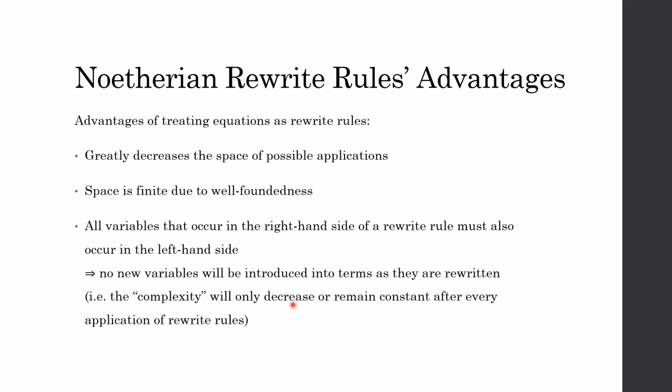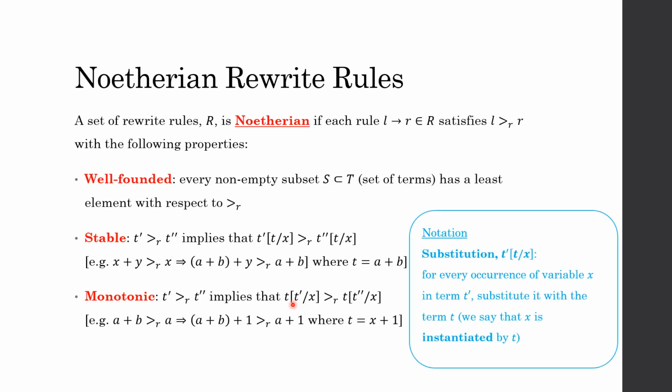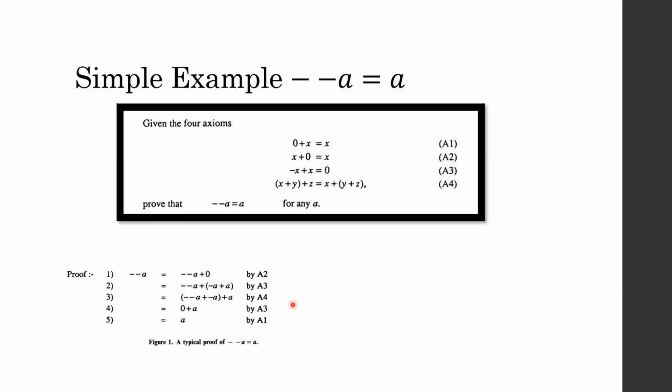So what are the advantages of having Noetherian rewrite rules? This will greatly decrease the space of possible applications, and the space is finite due to the well-foundedness. What this means is that, if we recall, without the rewrite rules, when a machine needs to reason this out, we can go from right to left, left to right, and sometimes you can go in a loop.